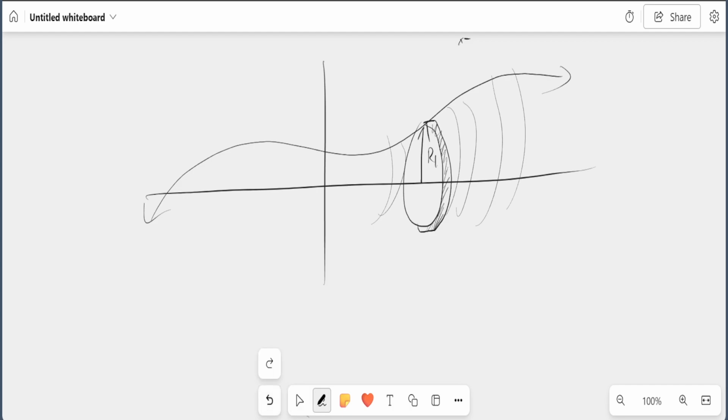But we don't want a filled in cylinder, right? We don't want to add a volume. We want to add an area, right? A surface area. So instead, we find our radius, R1 in this case, and then we do 2 pi r, right? And then we multiply that by dl.